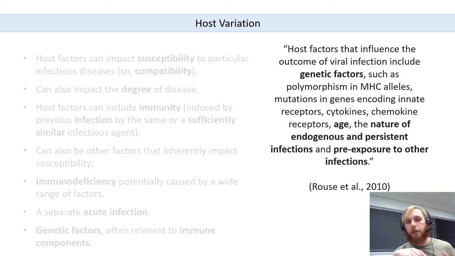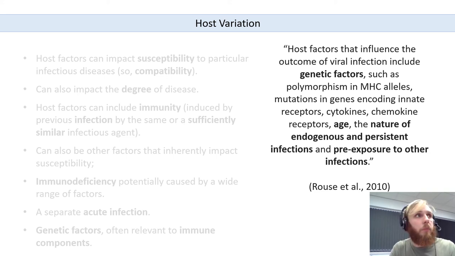We also have to consider the presence or absence of other infections. This includes chronic infections as well as acute infections. Chronic infections can often cause immunosuppression or immunodeficiency, obviously HIV, but other chronic infections as well can also impact the immune system. If we're thinking about acute infections, then a localized infection can present the opportunity for additional infections to occur.